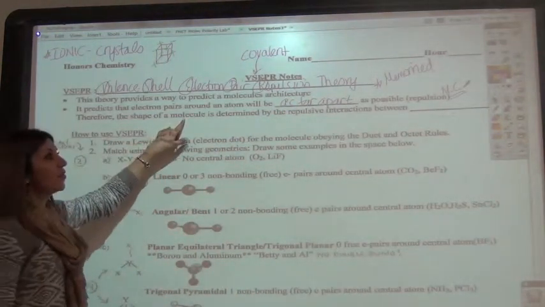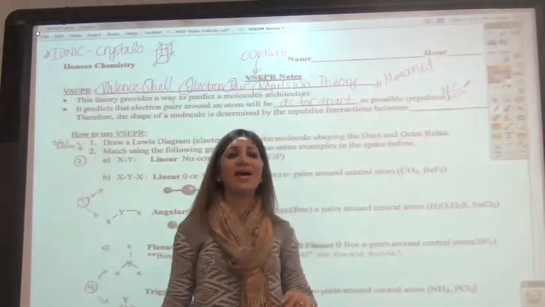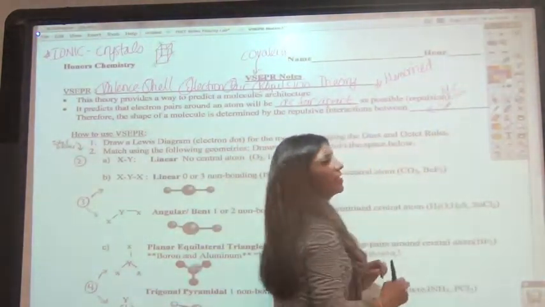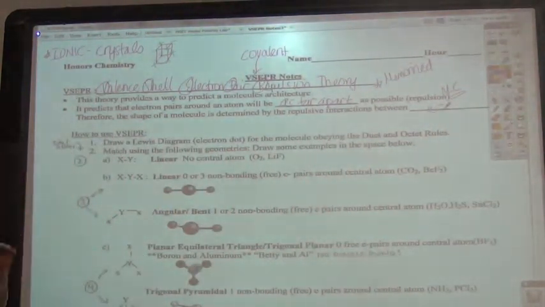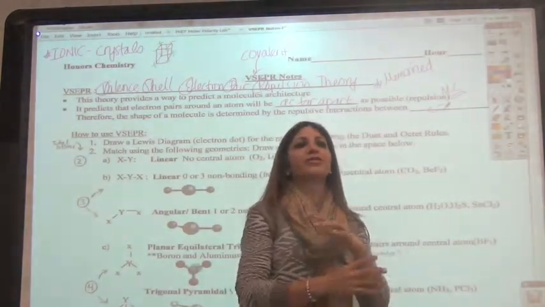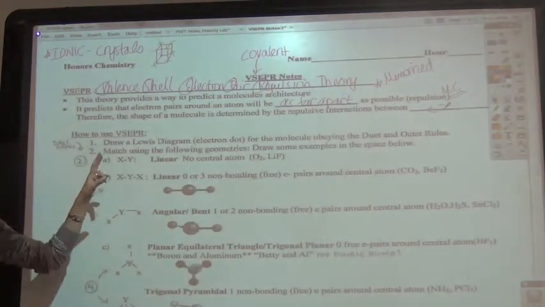Therefore, the shape of a molecule is simply determined by the repulsive interactions between what types of particles? Only the electrons. Awesome. Between the electrons. So these tiny, tiny little electrons, they are what determine what your shape of your molecule is going to look like. All right, 2 major steps here.